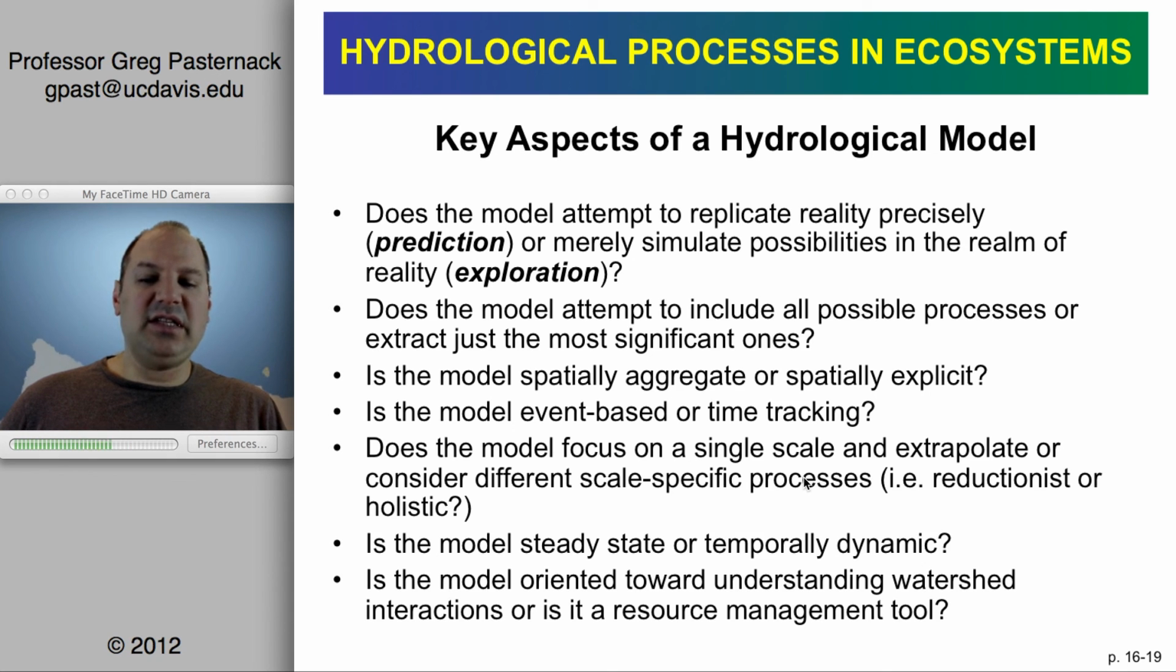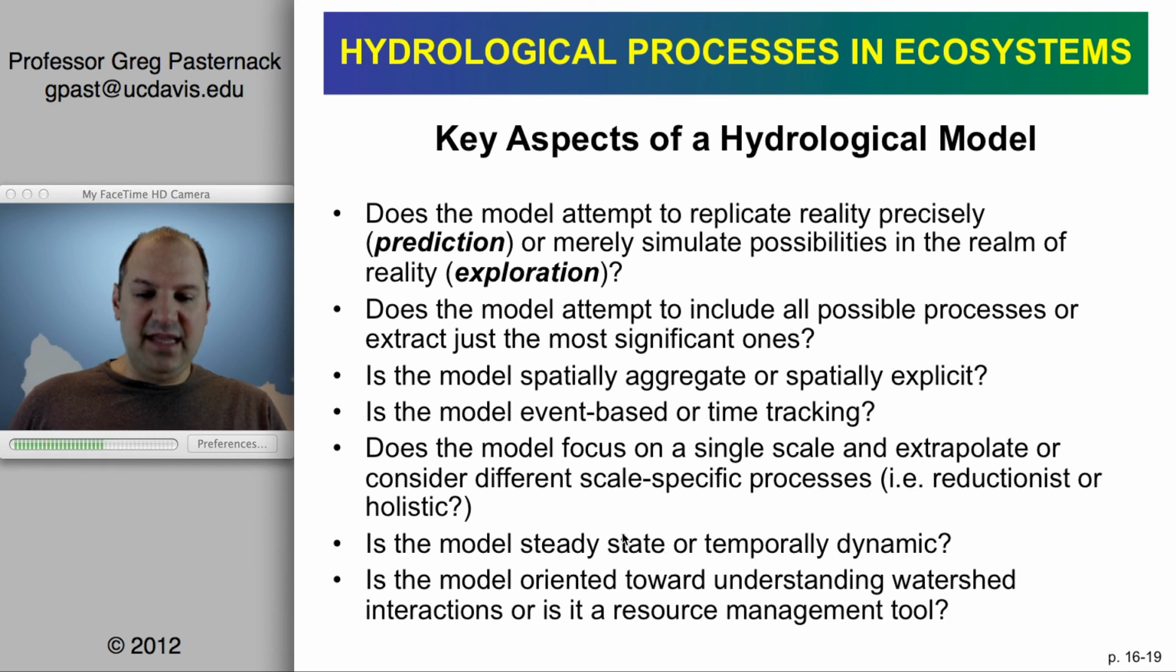Does the model focus on a single scale and extrapolate, or does it somehow consider different scale-specific processes? Considering a single scale could be a lumped model. It could be cellular-based, like a voxel-based approach, where each voxel can only have a certain size. Some models, instead of cube voxels, might be volumetric but have any arbitrary shape. And you could also write different equations for different spatial scales.